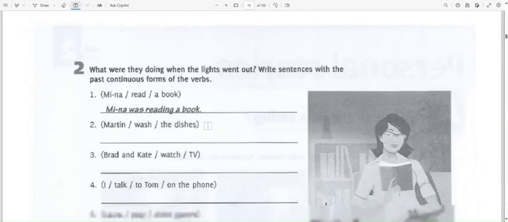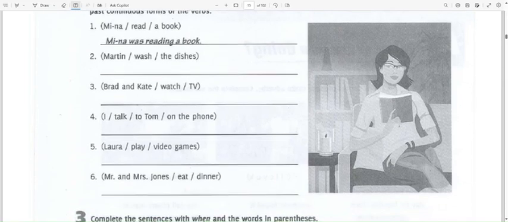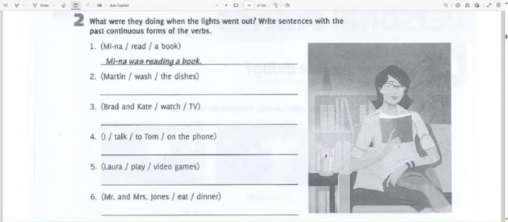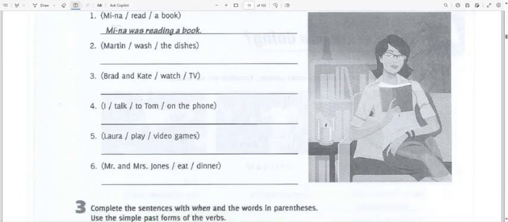Okay, let's look at the next one. What were they doing when the lights went out? Write sentences with the past continuous forms of the verbs. So we have to write sentences in the past continuous tense. When the lights went out, what were they doing? That's what we have to write. Using the words which are given in the parentheses, we need to form sentences. Meena was reading a book.